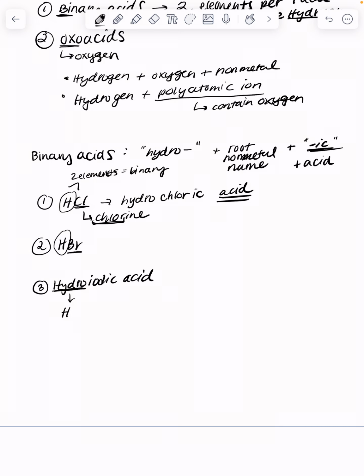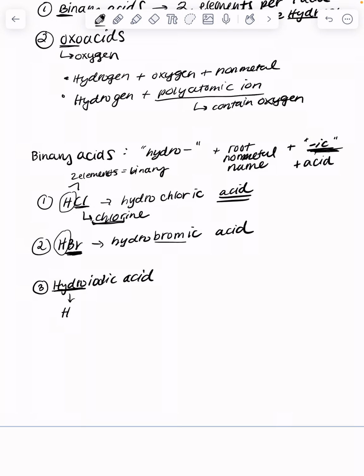If we look down at the second one, I have HBr. This is literally the same thing, just with a different root nonmetal. So I have 2 elements. That's going to make it a binary acid because one of those elements is hydrogen. And I know I have my nonmetal here. So I'm going to start this out with hydro because I know it's binary. Then I'm going to take my other element, take out the root of it. So bromine. I'm going to put bromine, that's fine. And then I'll add ic, bromic, hydrobromic, and then acid. So HBr is hydrobromic acid.